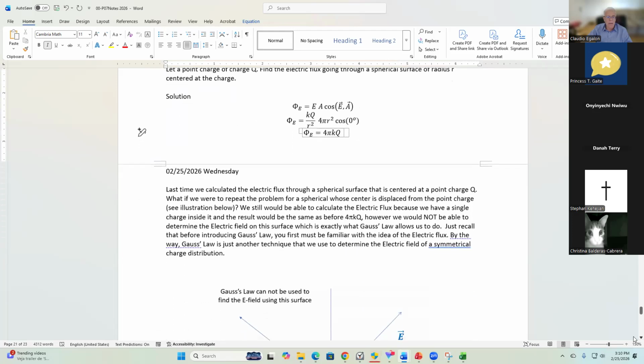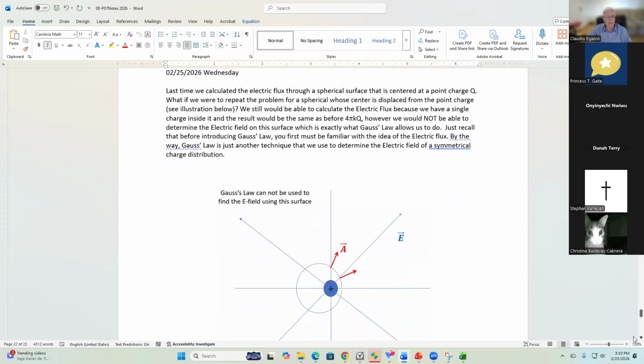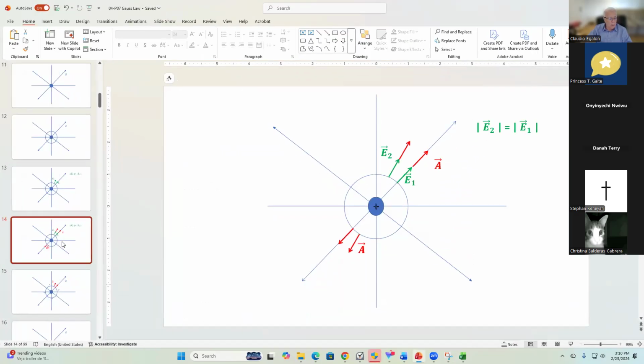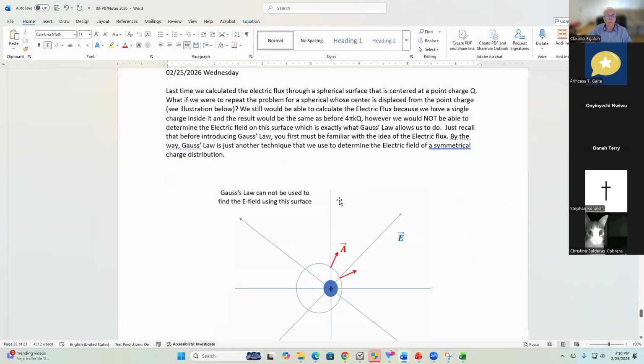Okay, and what else did I say that didn't get recorded in the first 20 or 25 minutes of class? If we now calculate the flux through the same spherical surface, but positioned at a different spot, where the center is now shifted, in this case, to the left, the electric flux is still going to be the same.